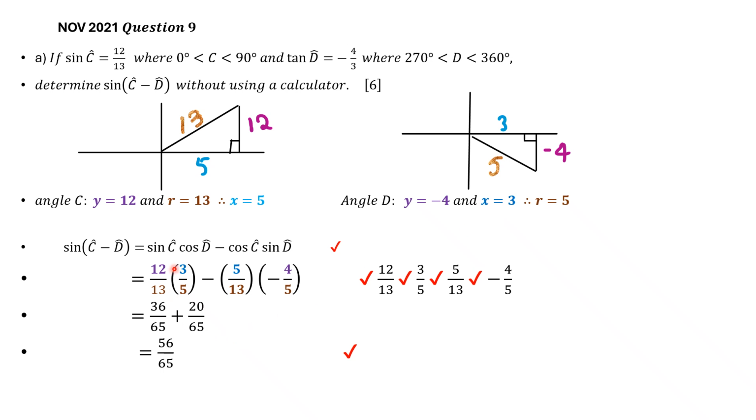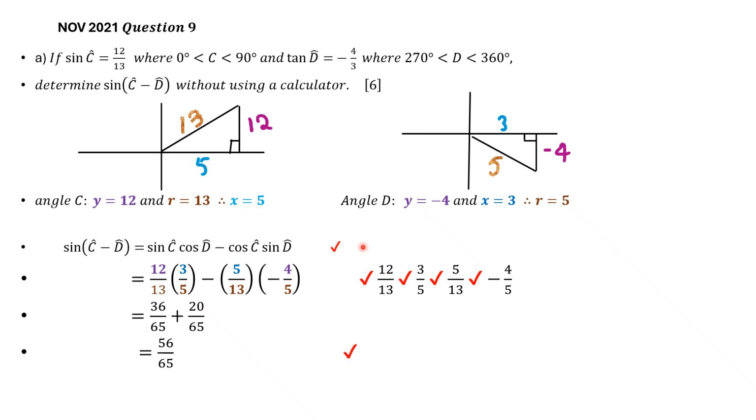Right, multiply 12 times 3, 36. 5 times 13 gives me 65. Negative times that negative becomes positive. 5 times 4 would give me 20. 13 times 5 would give me 65. 20 plus 36 gives me 56, all over 65.